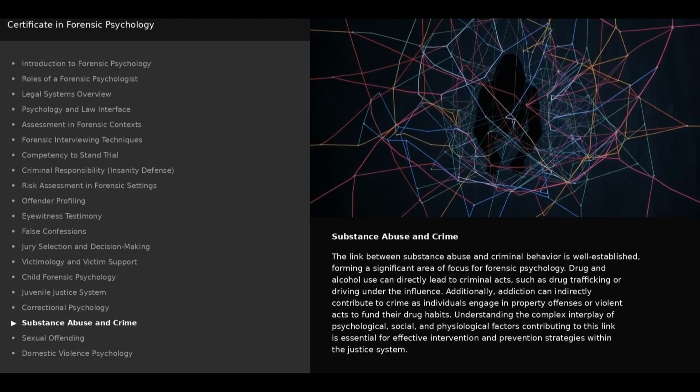Substance abuse and crime. The link between substance abuse and criminal behavior is well established, forming a significant area of focus for forensic psychology. Drug and alcohol use can directly lead to criminal acts, such as drug trafficking or driving under the influence. Additionally, addiction can indirectly contribute to crime, as individuals engage in property offenses or violent acts to fund their drug habits. Understanding the complex interplay of psychological, social, and physiological factors contributing to this link is essential for effective intervention and prevention strategies within the justice system.